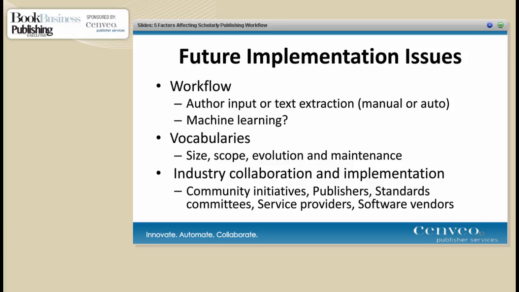And thinking about future vocabularies, such as institutional identifiers, the size and scope and evolution and maintenance is a critical challenge because the vocabulary has to be good, but it will change over time, which is a workflow issue. So the bottom line is the most important thing is industry collaboration.